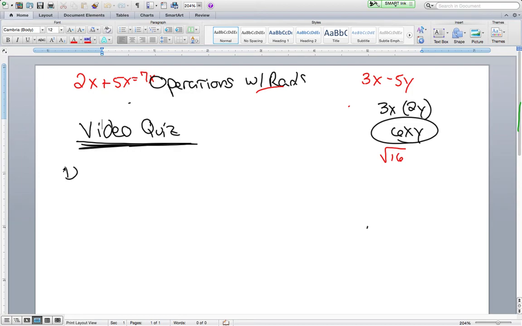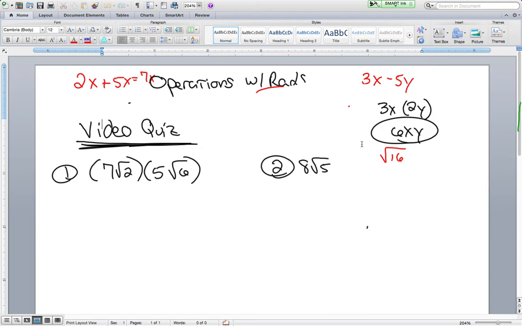And problem number 1 is just going to be 7 rad 2 times 5 rad 6. Okay? And problem number 2 is going to be 8 rad 5 minus 2 rad 20. Okay? So one's a multiplication problem, not double distribution. We'll talk about that tomorrow. And then one is a subtraction problem. All right, that's it for the video.